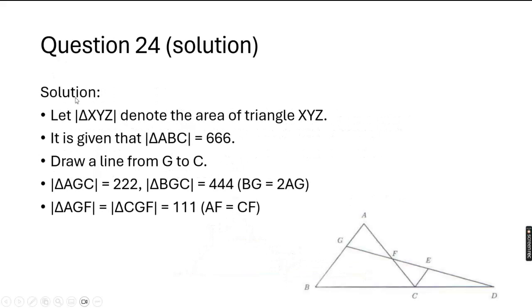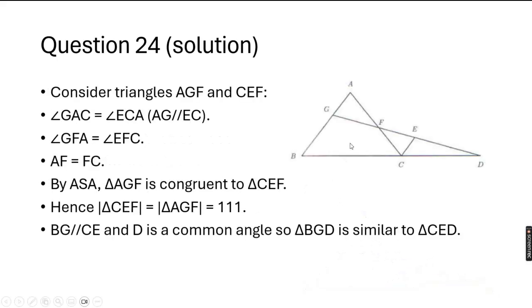So first of all, let this notation denote the area of triangle XYZ for simplicity, and it is given that the area of triangle ABC equals 666. We draw a line from G to C to divide the triangle, and we can find that triangle AGC equals 222, triangle BGC equals 444, since BG equals 2AG. And since AF equals CF, triangle AGF equals triangle CGF equals 111.